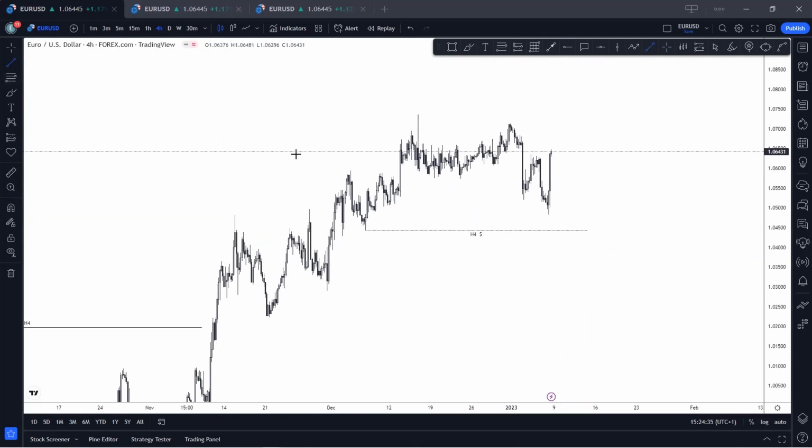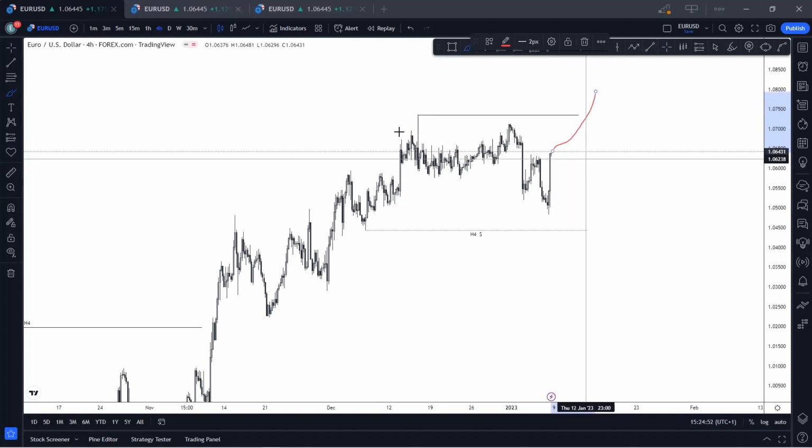Another drawn liquidity we could have on the H4 is that we could see price just run through those highs without taking out this low first. We could just see price run through these highs. Let me annotate this. We could see price run through the high in this manner.